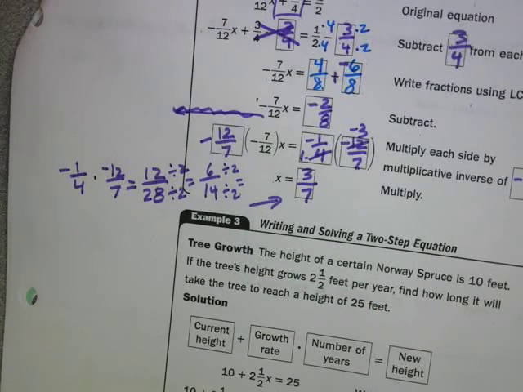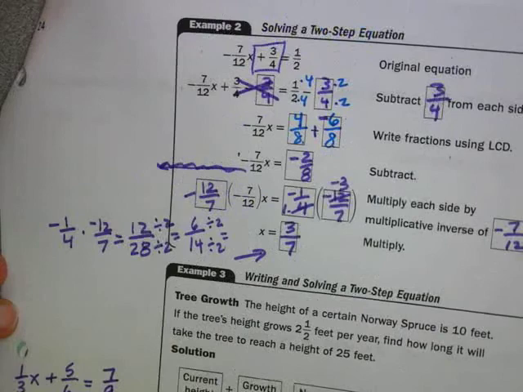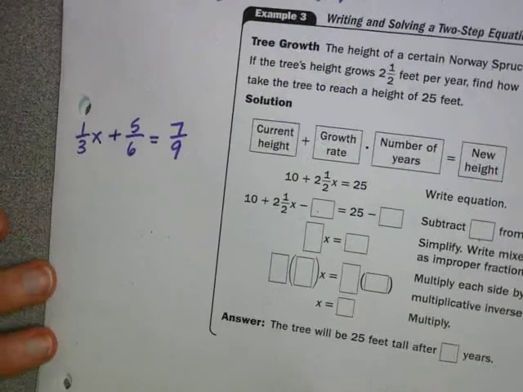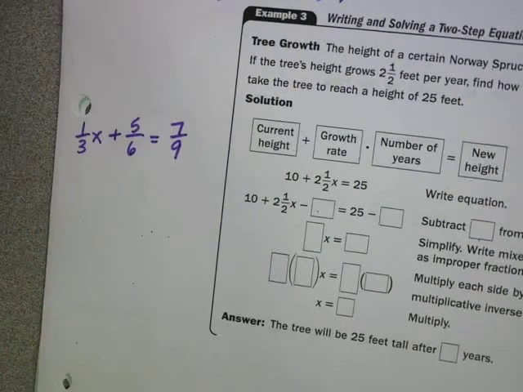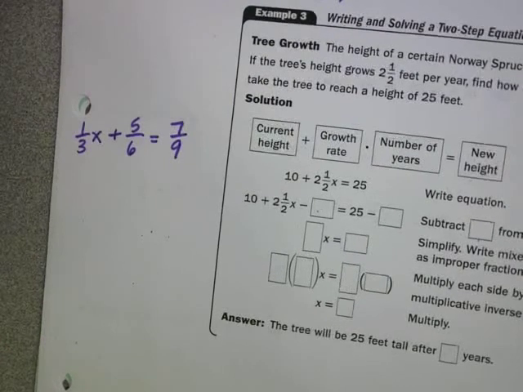Okay, so I'm going to give you a problem to do right here. It's 1/3 x plus 5/6 equals 7/9. It's a two-step equation. You're going to pause the video and try that on your own and then come back and watch the process.